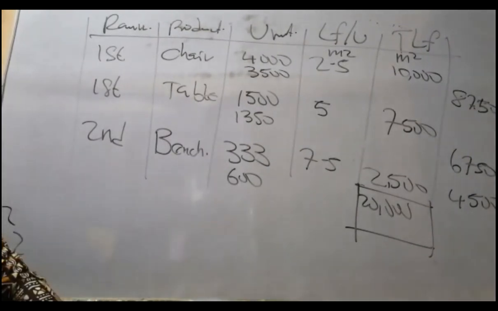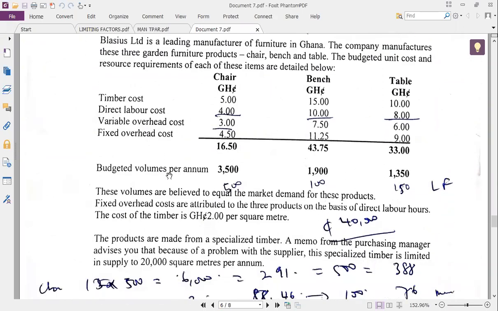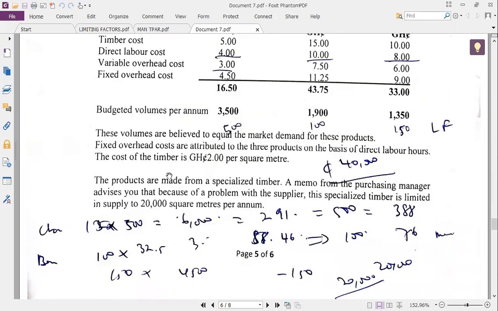Now let's see something here. What's the contribution per unit that we had for that of table? What's your contribution? Confirm the 2,000 over there. What's the contribution? In fact, it's a penalty, not contribution. Good.